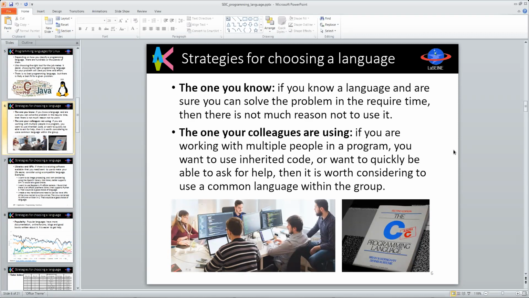Another important thing to consider is which language your colleagues are using in your work environment, for two reasons. One is that maybe there are programs you are inheriting from people who worked in the past in your company or work environment. Or maybe you want to be able to quickly ask for help from your neighbor. These two things can help you a lot, and in this case, using a common language should be considered. But nowadays we have Google, we have the internet to search for questions, so we can go beyond these two points, right?